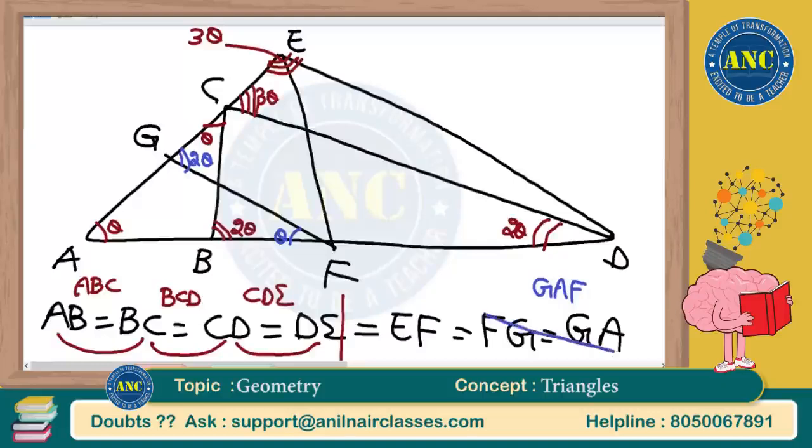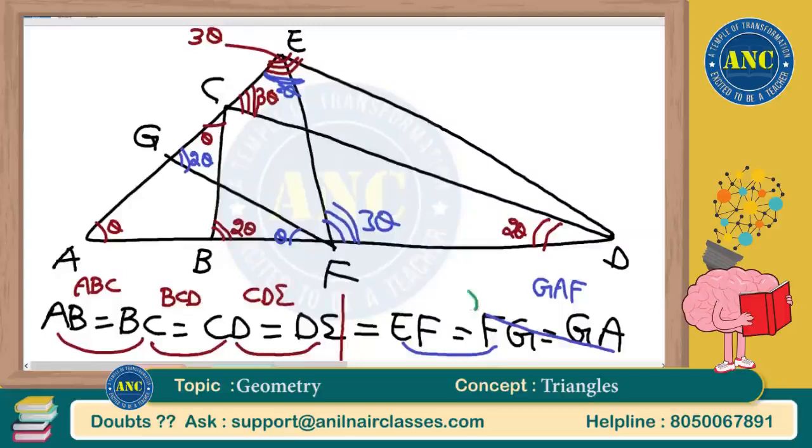Over. Next one, angle E is equivalent to angle G, in triangle EFG. So this is nothing but 2 theta. If it is 2 theta and theta, this will become 3 theta. This is nothing but 3 theta.